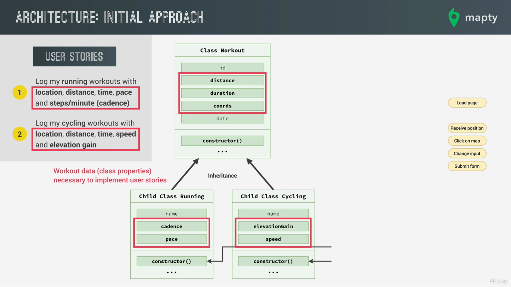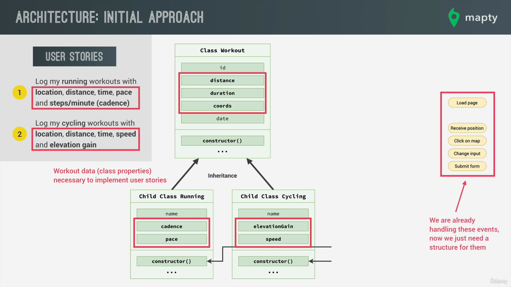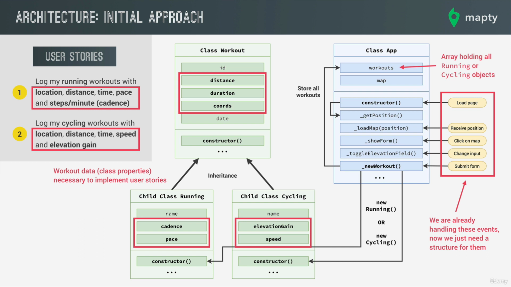And so all we have to do now is to create different functions that will handle these different events. And in fact, what we are going to do is to create a big class called app that will basically hold all of these functions as methods.